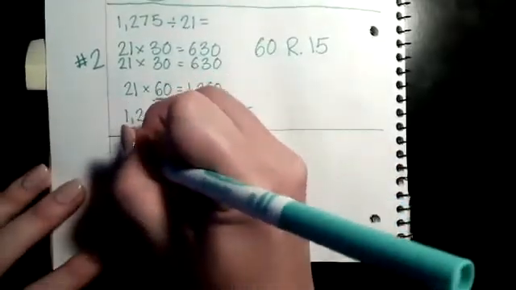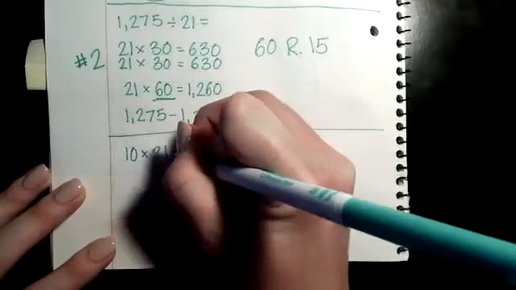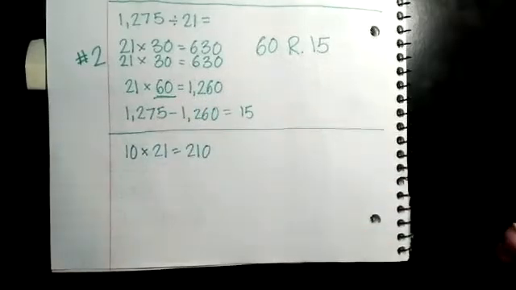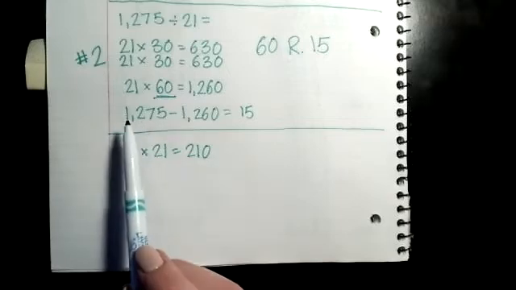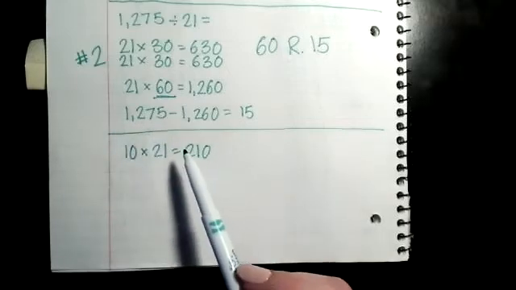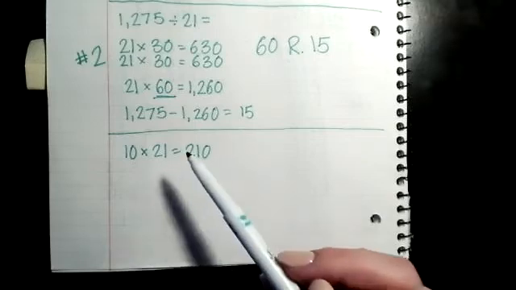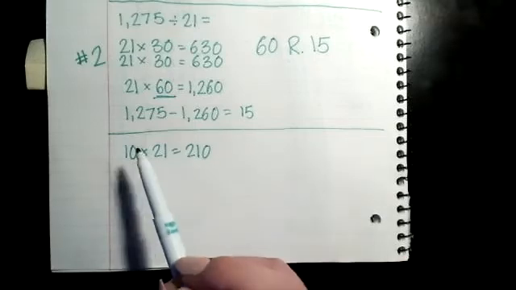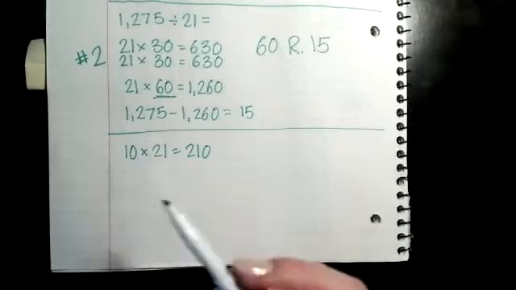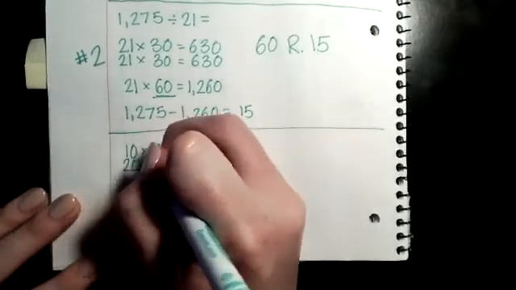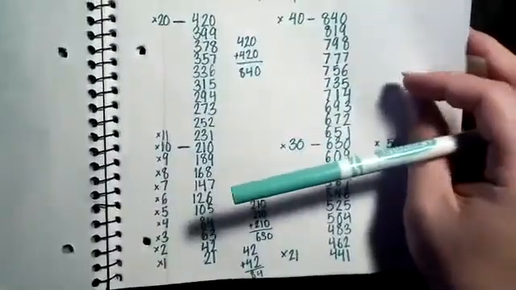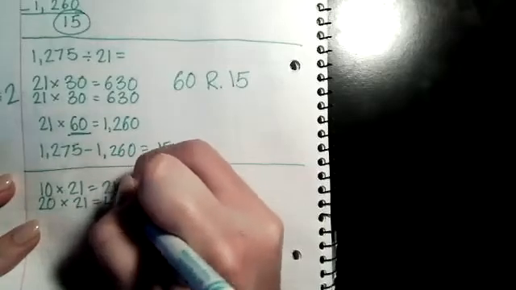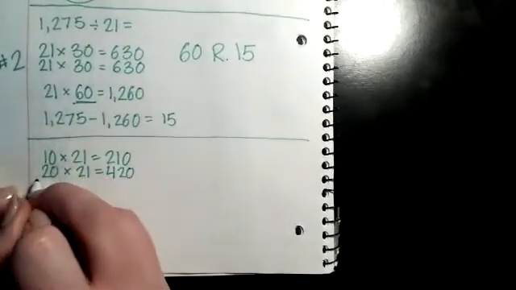So what if I just start with that? I'll start with what I know, that 10 times 21 equals 210. Okay, great. However, I am nowhere close to getting to 1,275. I still have to add another 1,000 and change to get up to that number. So I'm going to need to start adding in some bigger multiples. I think I could probably double this and still not go over. So what if I tried 20 times 21? Let's see, 20 was 420. Okay, let's add these up and see where I'm at.